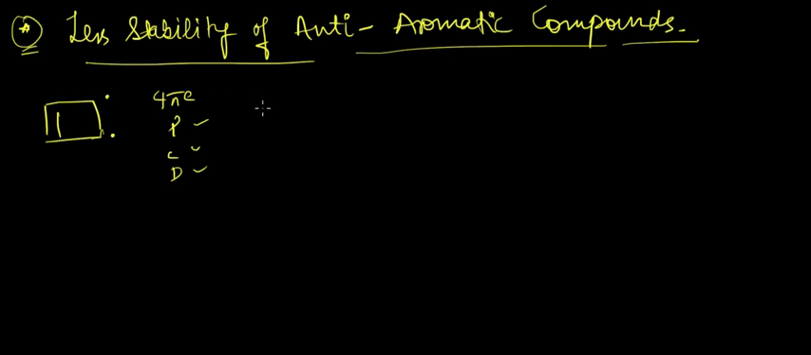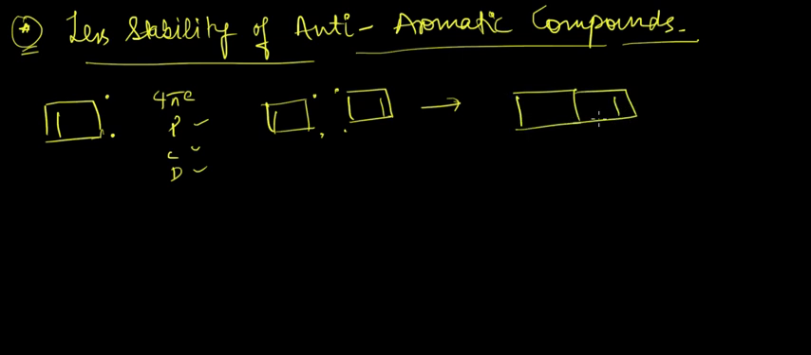I hope you remember this case when we were studying resonating structures, right? So actually this exists as these free radicals actually combine themselves to form this compound. So this is a dimer.